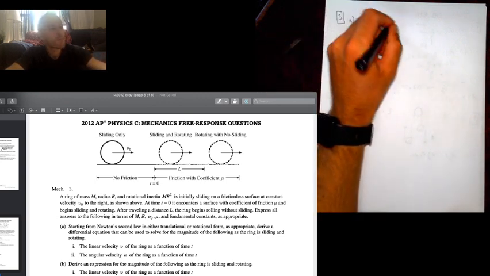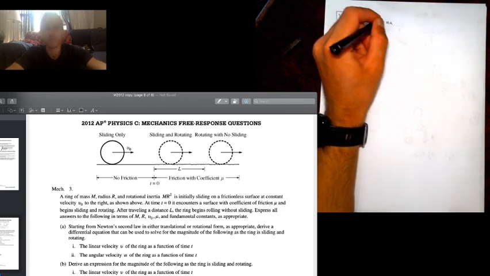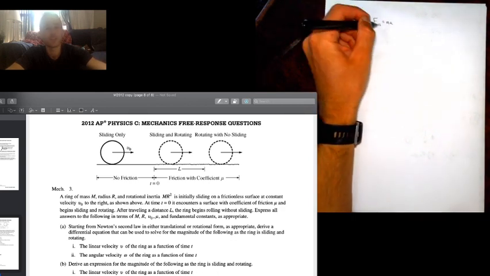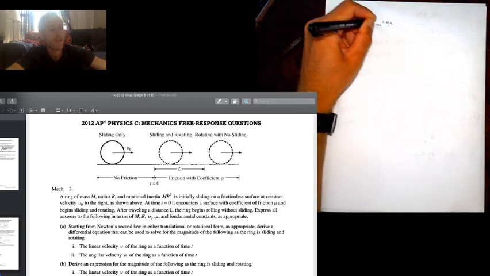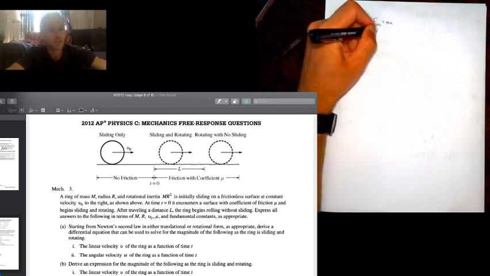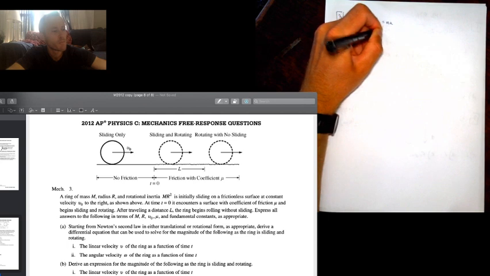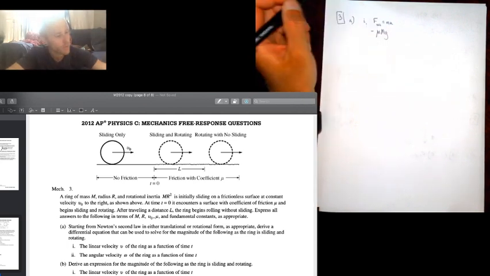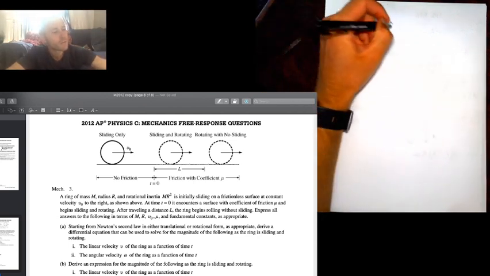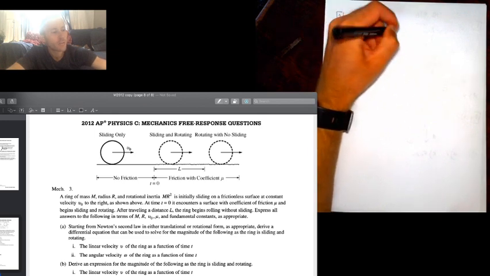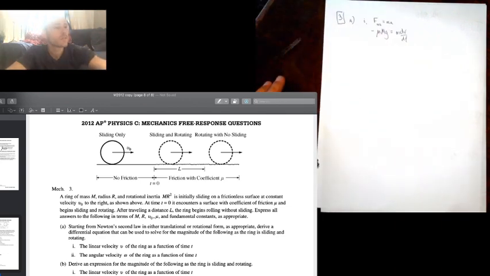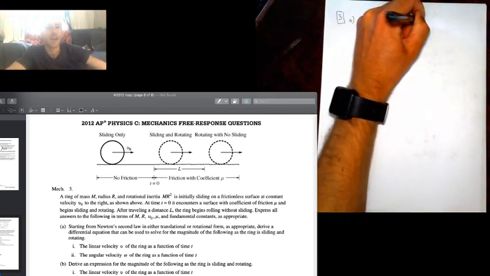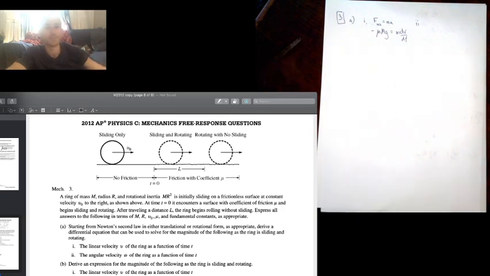It's sliding. And so we're going to have some coefficient, some frictional force that is slowing it down. Okay? So the frictional force is going to be mu times the normal force, and that equals m times dv/dt. So that's pretty straightforward. The angular velocity as a function of time.